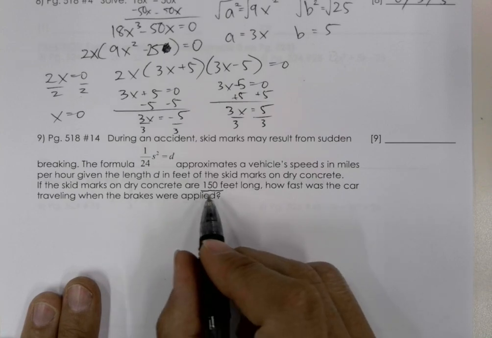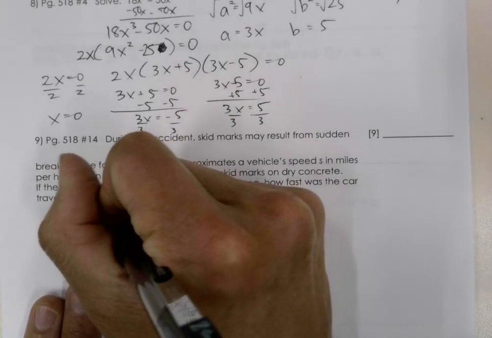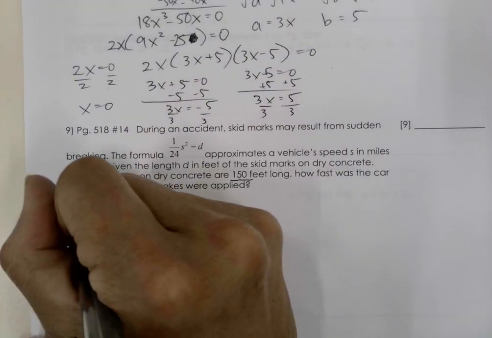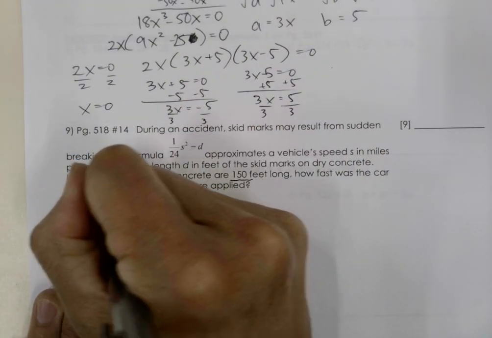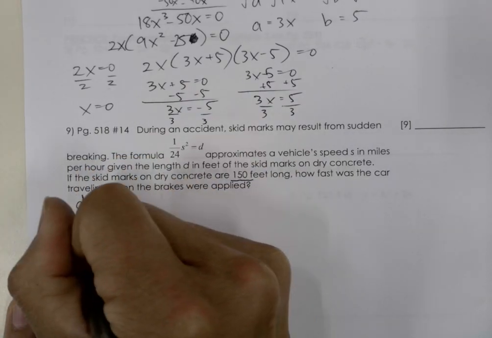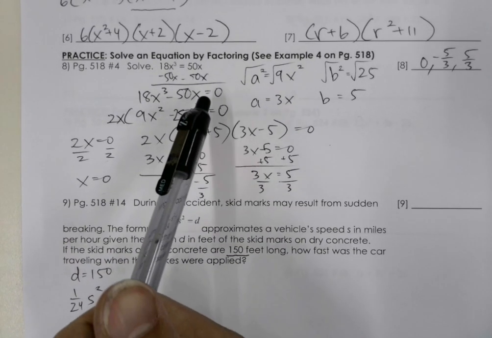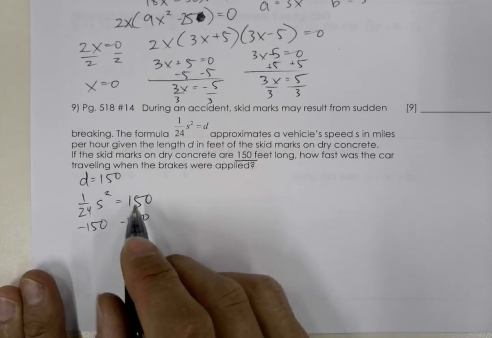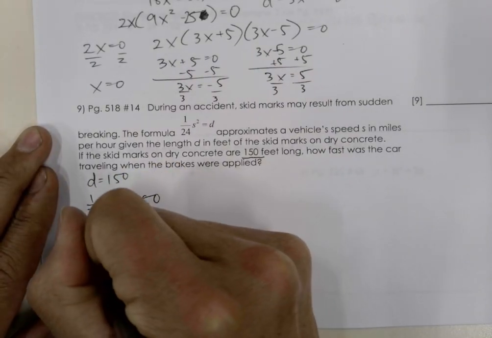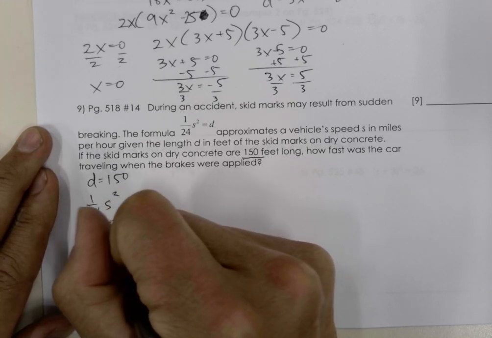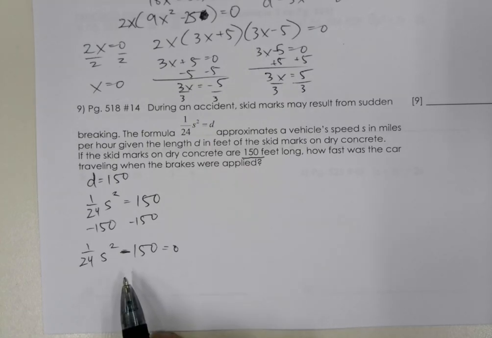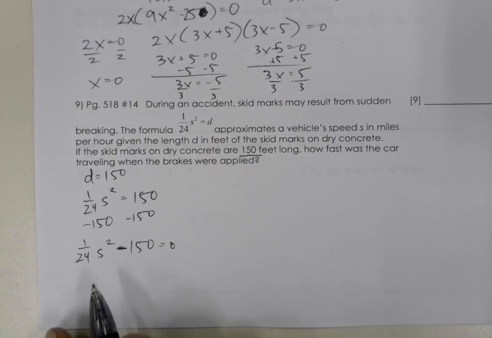Let's go ahead and substitute in 150 for D. So D is equal to 150. And then I'm going to substitute into my equation, 1 over 24 S squared is equal to 150. I'm going to subtract 150 from both sides of the equal sign, as I did in the previous problem, because we do want the polynomial equal to 0. So let's rewrite it. 1 over 24 S squared minus 150 is equal to 0. So now we have a polynomial equals 0. And now let's continue to work on this.